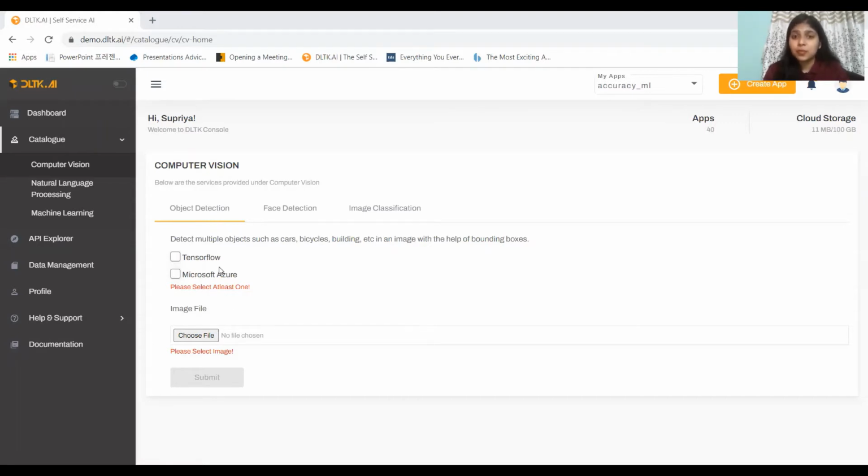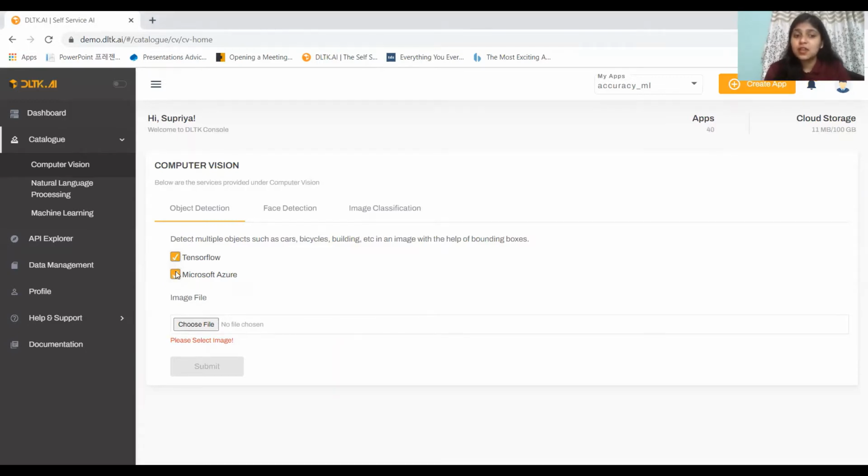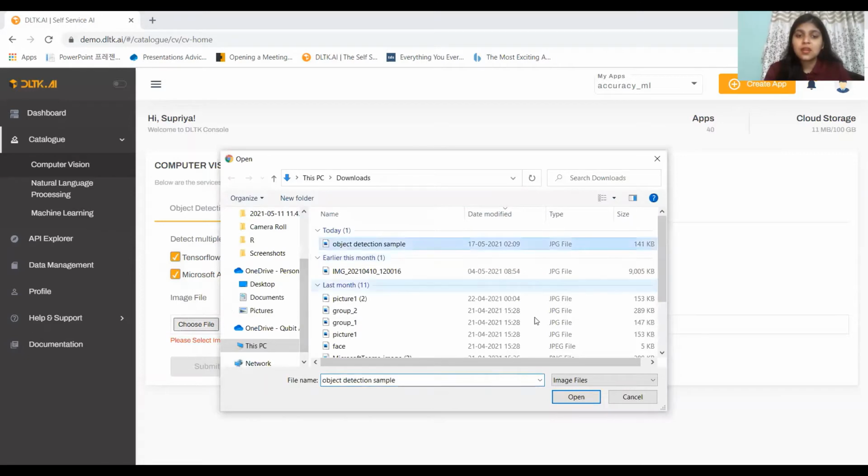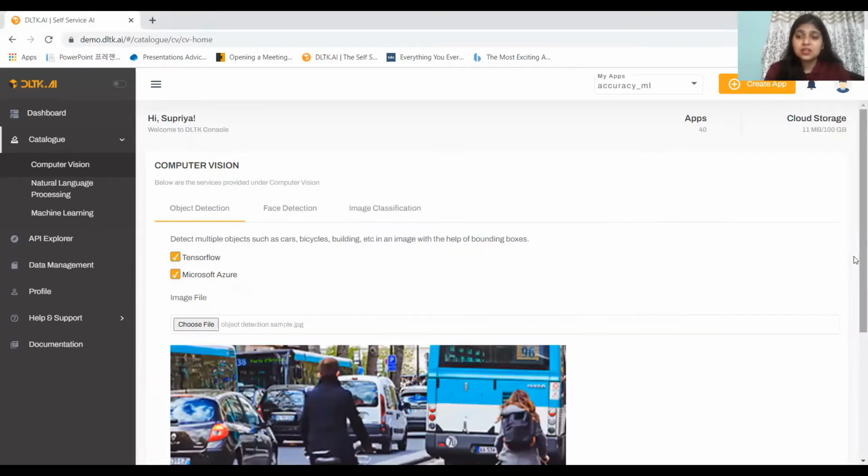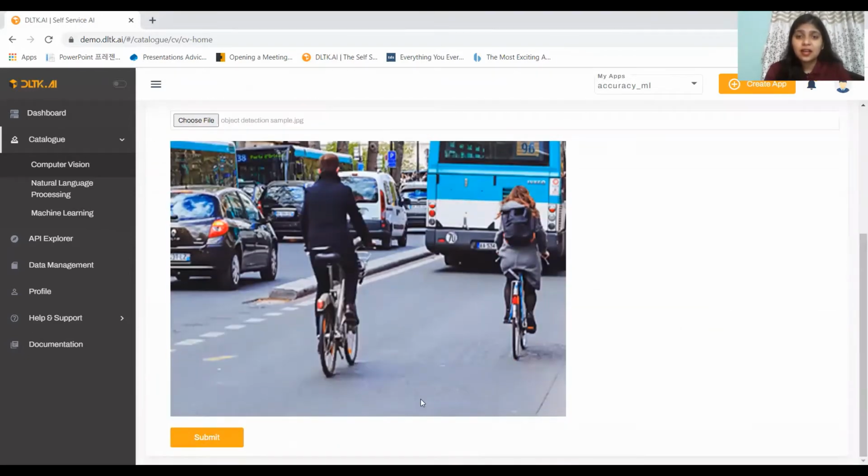Deep Learning Toolkit supports differentiation. You can compare outputs of two different softwares under one platform. Clearly, select TensorFlow and Microsoft Azure. Click on Choose File. View input as image and then click on Submit.